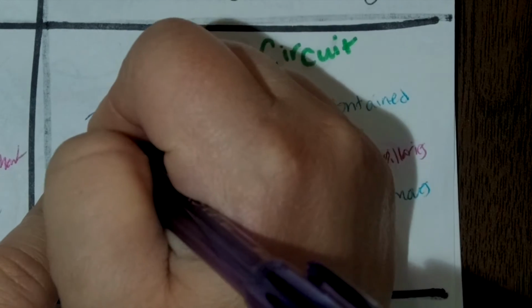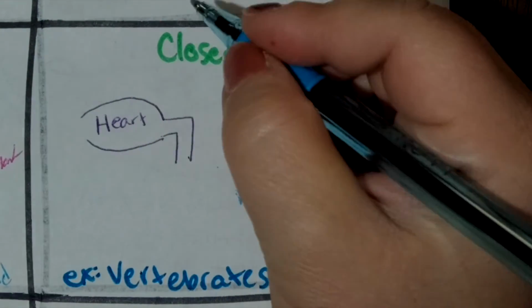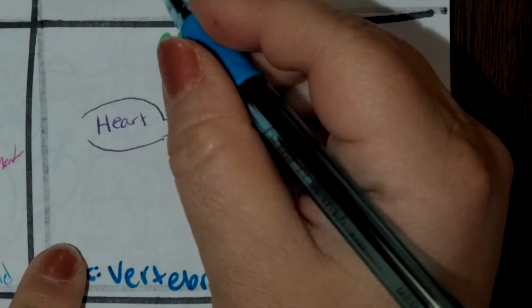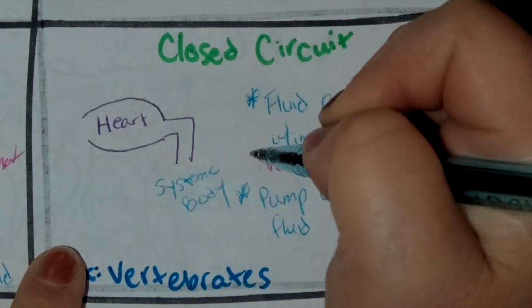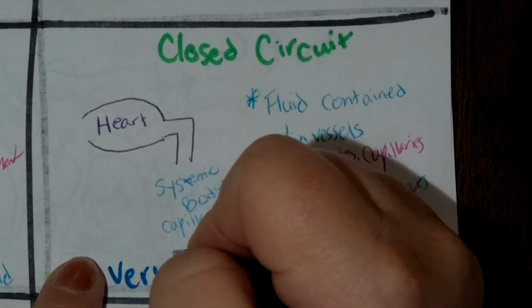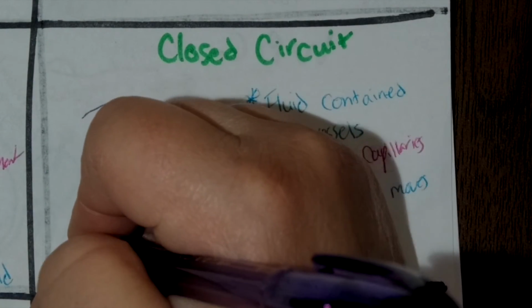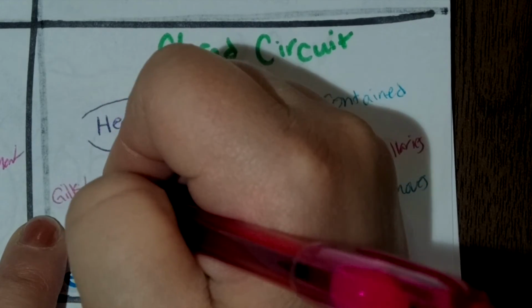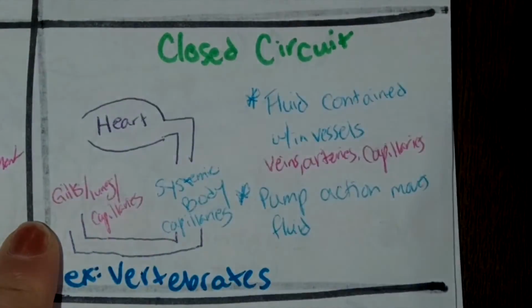So we have our heart. Got my pipes. So this is going to go to my capillaries, right? So this is my tissue, my capillaries. This is my body, my system. Systemic and body, yep. So they're kind of interchangeable.